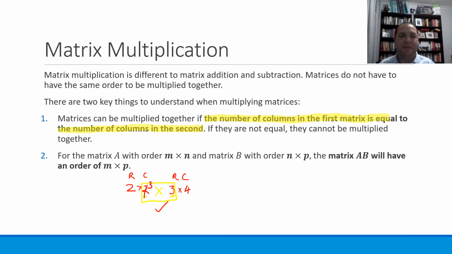Now the second thing to note is that for a matrix with order m by n and a matrix with order n by p, when you multiply them together, the result has an order of m by p. So the first number and the last number give our new order. Looking at our example here, if we have a 2 by 3 and a 3 by 4, our result matrix will actually be a 2 by 4 matrix at the very end. These two outside numbers give us the order of our result matrix.